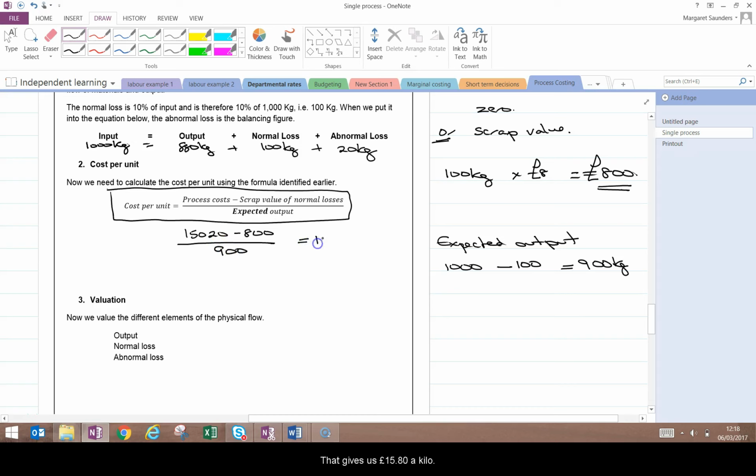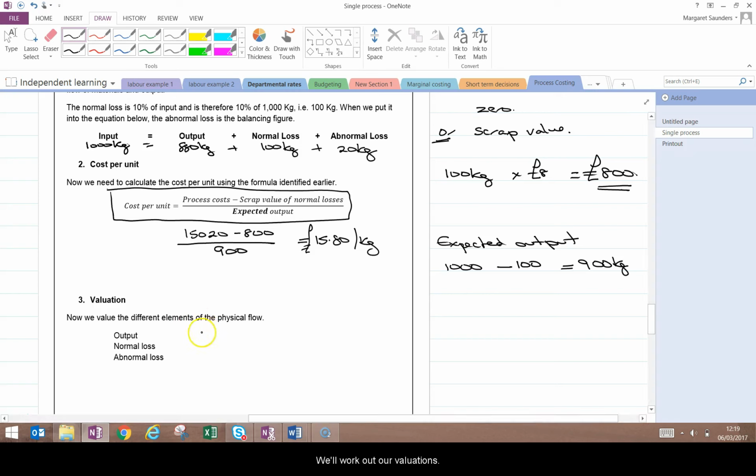And that gives us £15.80 a kilo. So we now know that our output is valued at £15.80 a kilo. Our abnormal loss is valued at £15.80 a kilo. If there was an abnormal gain, that would also be valued at £15.80 a kilo.